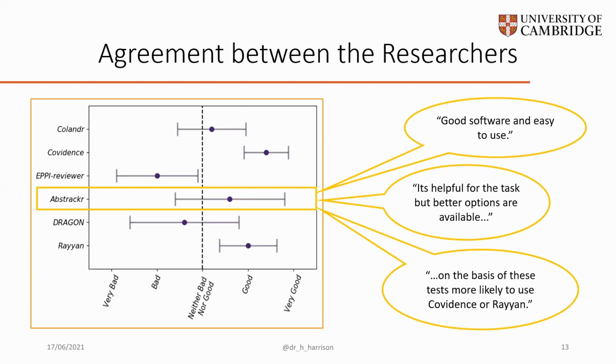Whereas on the other hand, with Abstractor, we see that some researchers thought it was a really good tool, and some actually thought it was quite a bad tool. So we see some people saying it's easy to use, it's a good piece of software, but it seemed to score quite badly when people compared it to the other tools that they were assessing. So they were saying, well, it's fine, but I would rather use these other tools.